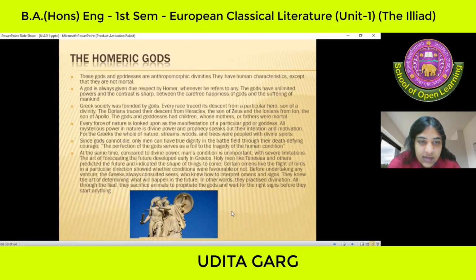Since gods cannot die, only men have true dignity in the battlefield through their death-defying courage, right? So this is something that we have emphasized, that gods do not, cannot die. Therefore, it is the mortals who have more importance, in that they show extreme courage. They show death-defying courage in fighting the battle. When the gods descend to battle, they are not facing the fear of death, but humans are.